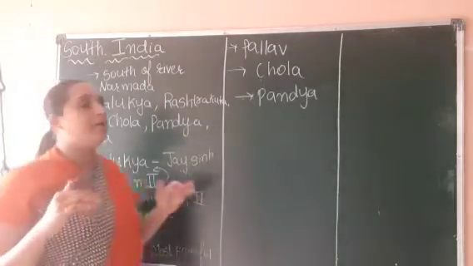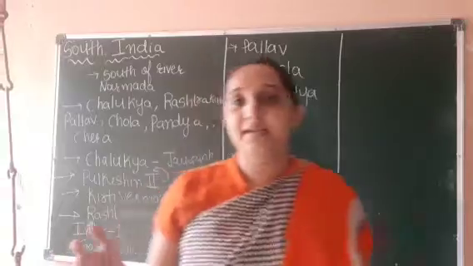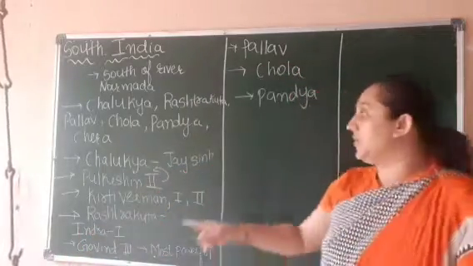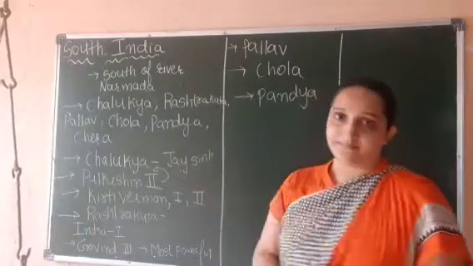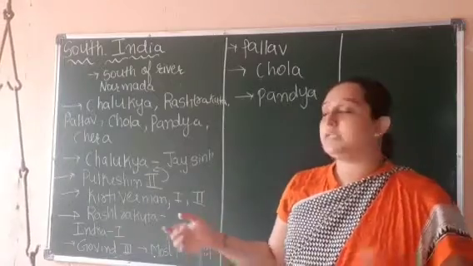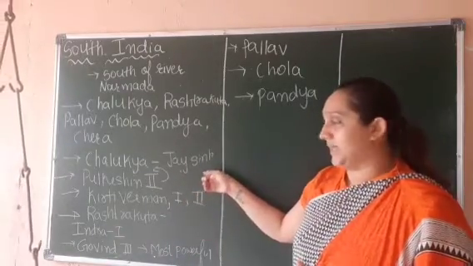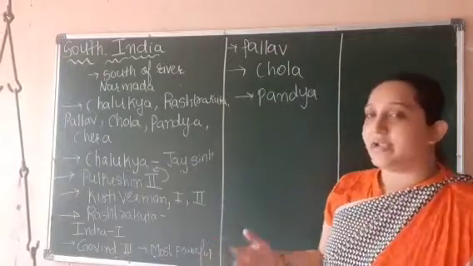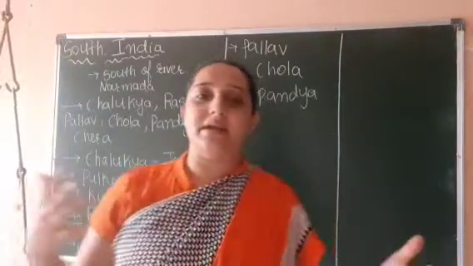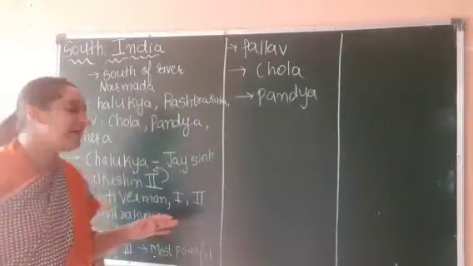Now if we talk about the Chalukya dynasty, it is believed that the first king was Jai Singh. Okay, who was the first king? Jai Singh was the first king. After that Pulkeshin 1 and then Pulkeshin 2 and many other brave kings were there in the Chalukya dynasty.